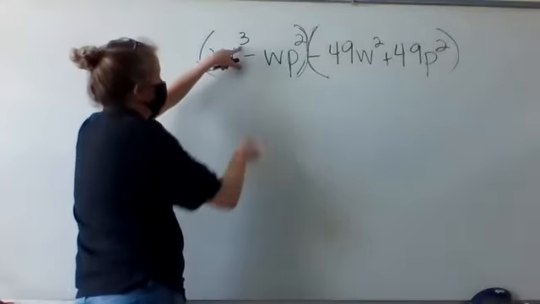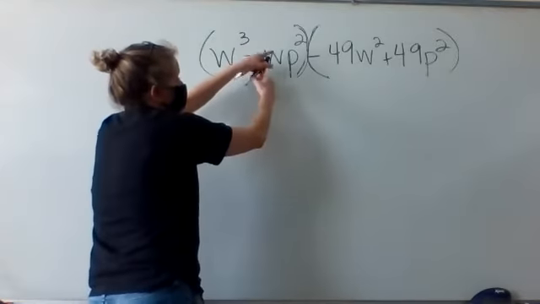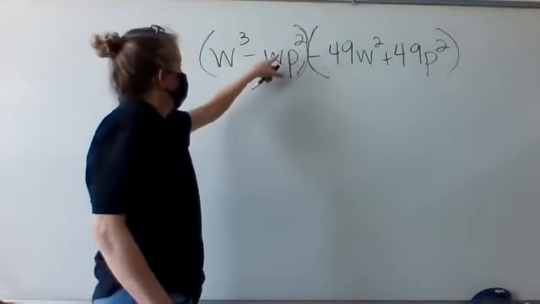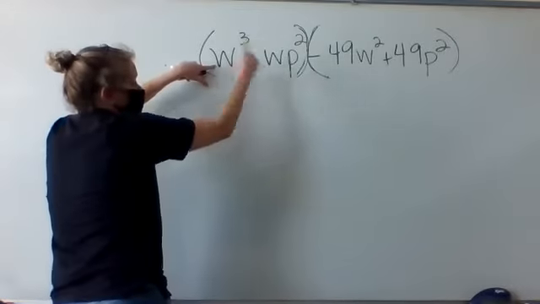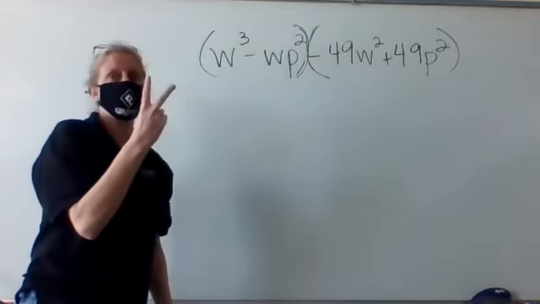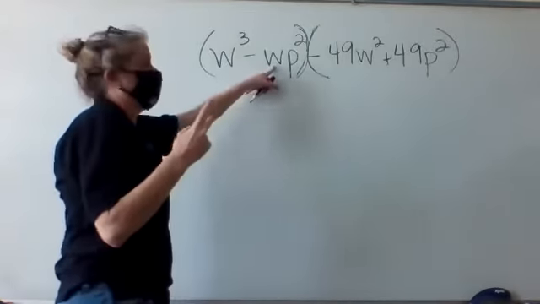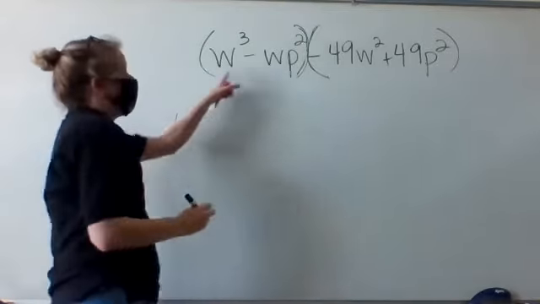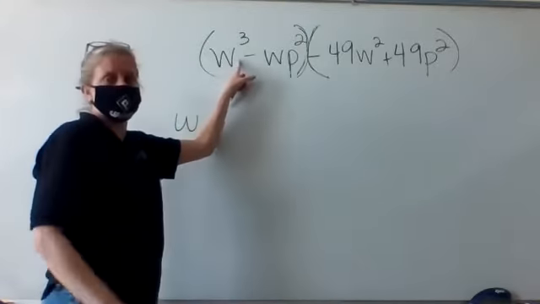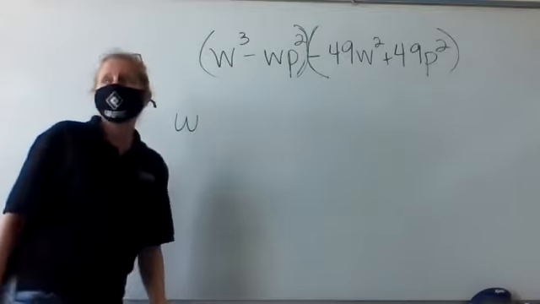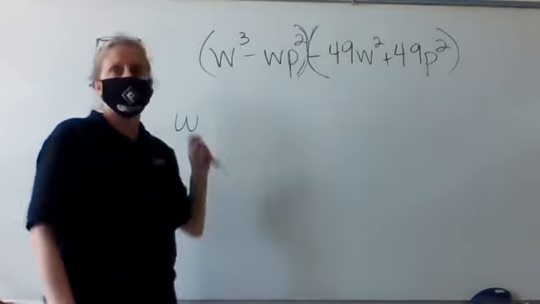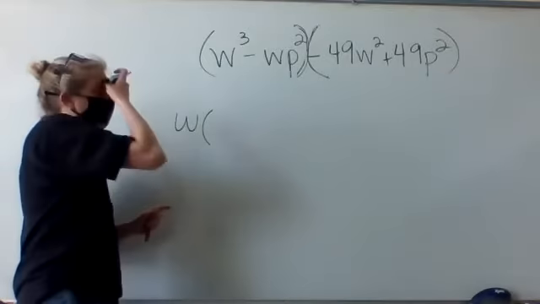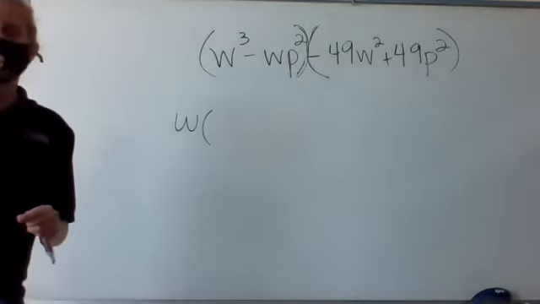So this one has W cubed. This one just has W to the first, right? The 2 is for the P. So the only W I can pull out is W to the first, because this one only has W to the first. I can't pull out any P because this one doesn't have any P. So the only thing in common between these two terms is W to the first. So that's what I'll put out in front. Put in your parentheses what's left.